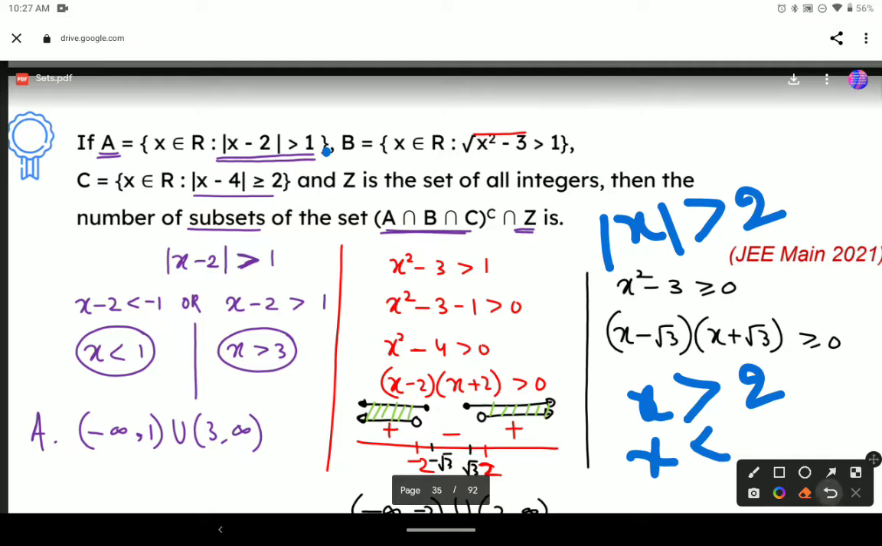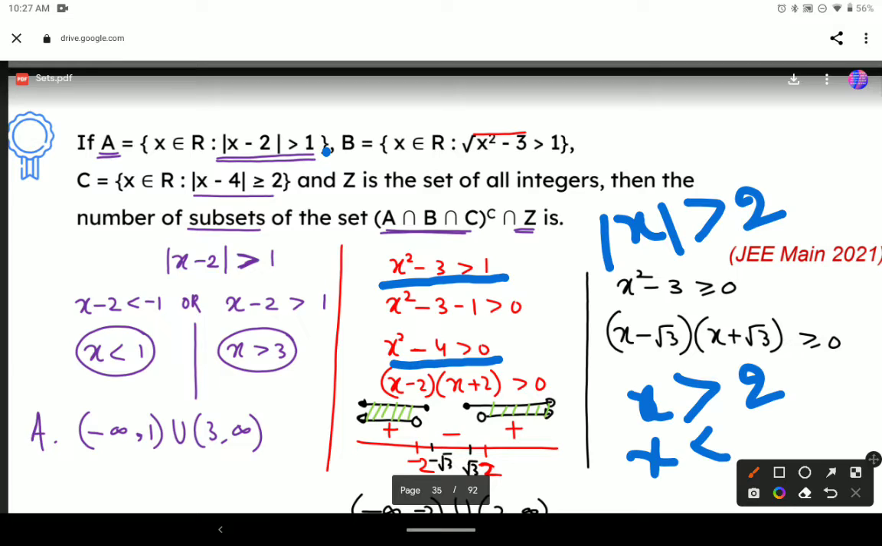For the second set, root over x square minus 3 should be greater than 1. On squaring both sides, we can remove the root, right? So it becomes x square minus 3 greater than 1. If we bring 1 to this side, x square minus 4 should be greater than 0. Then x minus 2 into x plus 2 greater than 0.